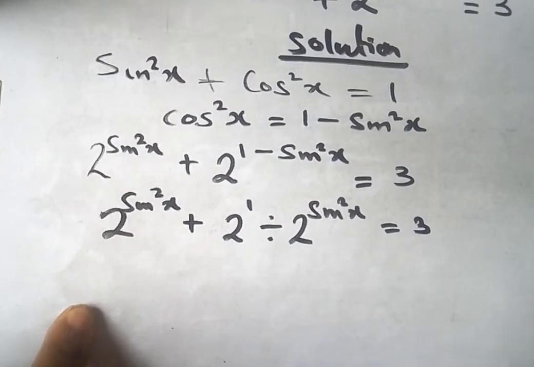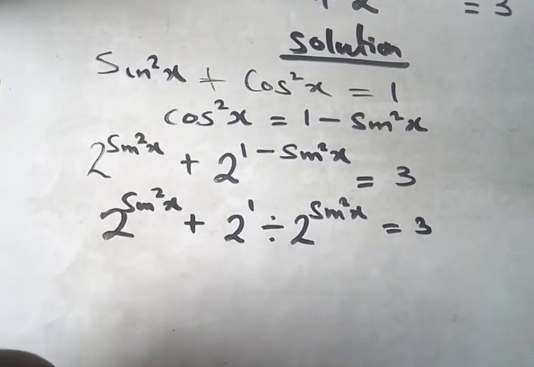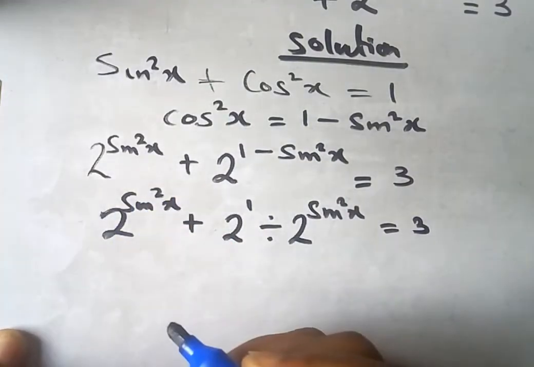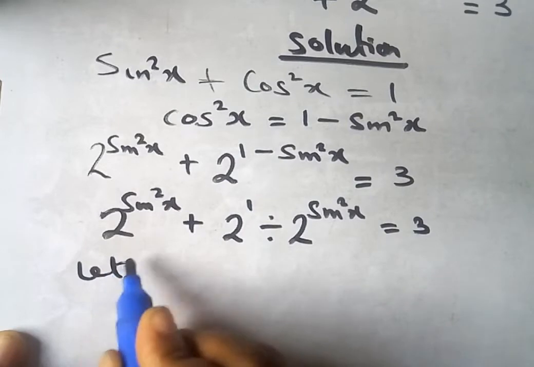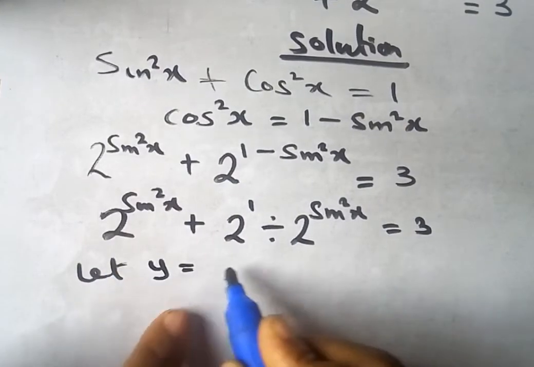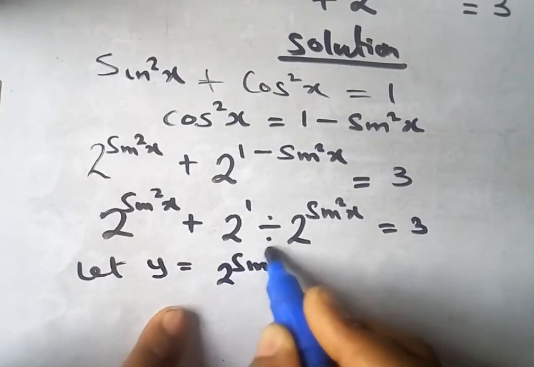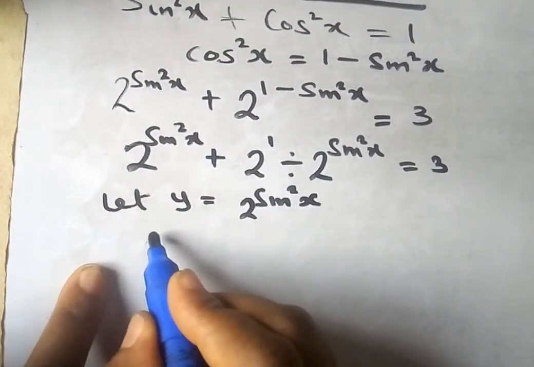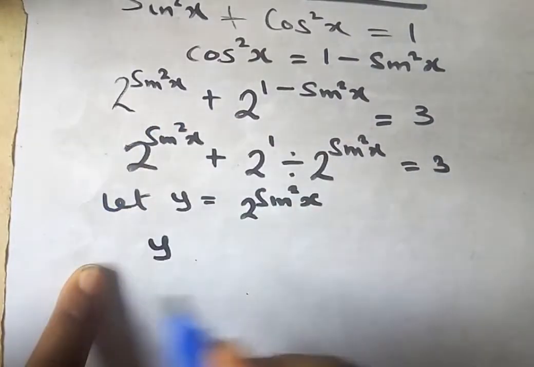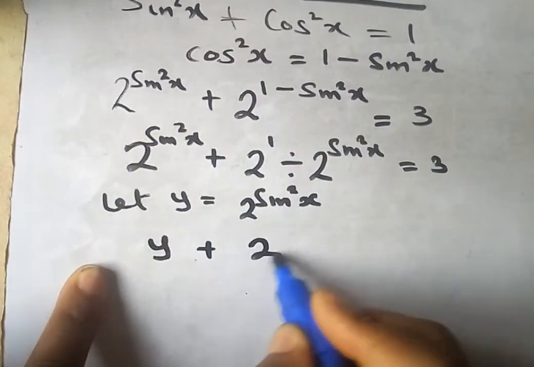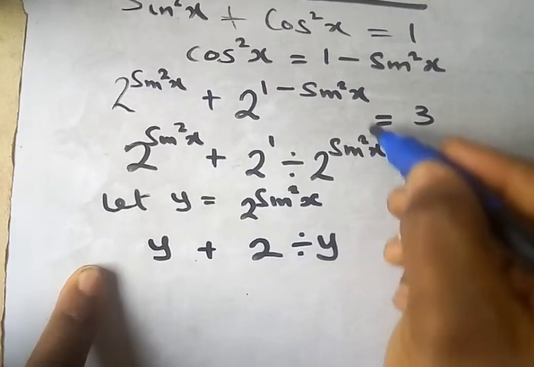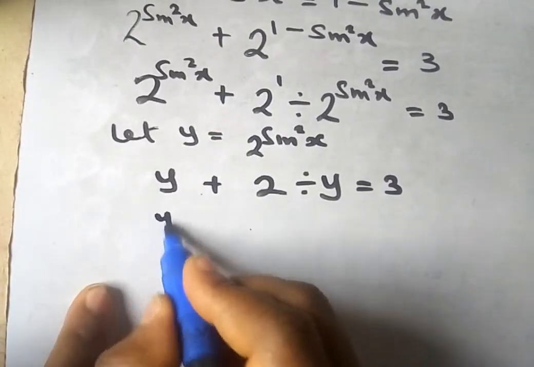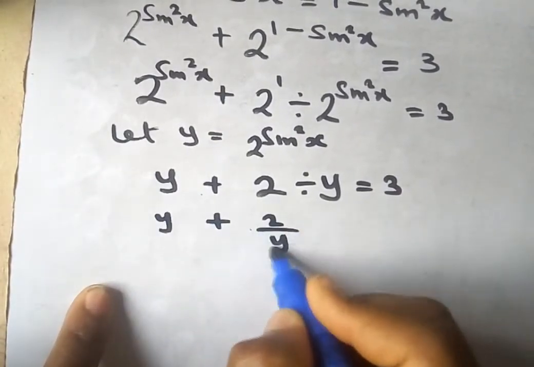Now, when you look at this very well, you see that we can make a letter represent 2 raised to power sine square x. So you can say let y be equal to 2 raised to sine square x. So if that is done, it means that we are going to have y to replace the whole of this, plus 2 divided by y equals 3. This is the same thing as y plus 2 over y equals 3.